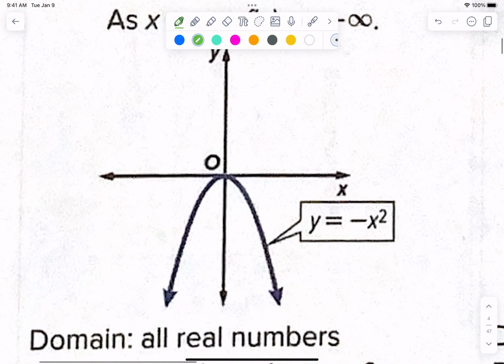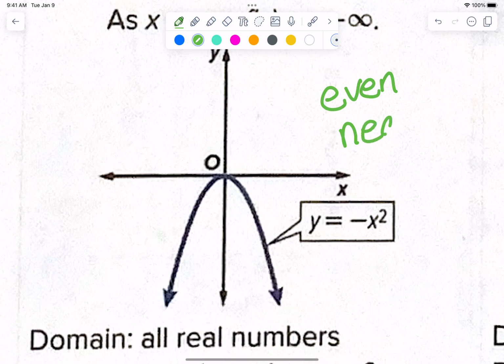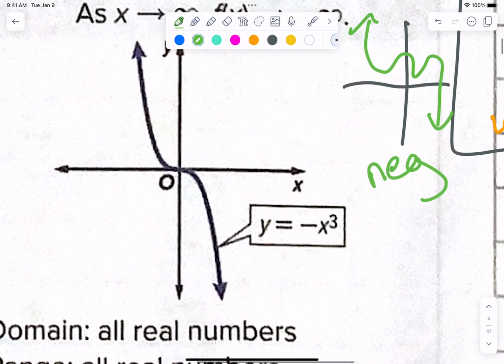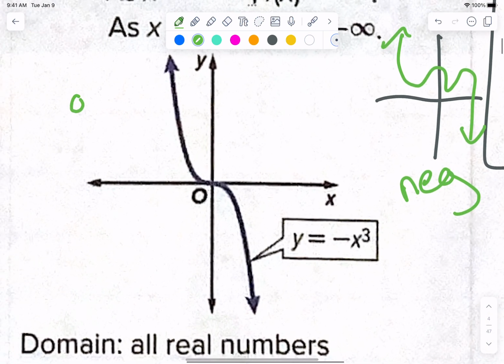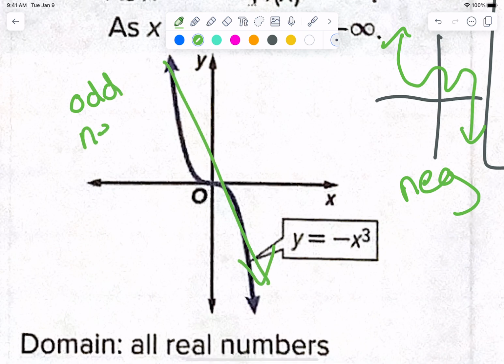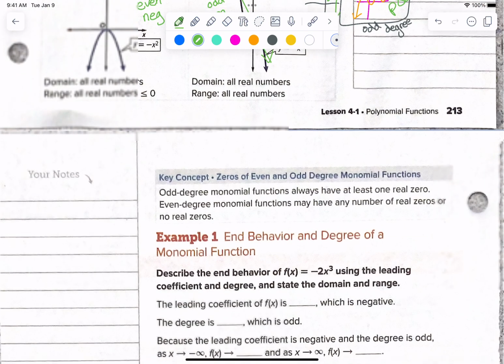Let's go down here to the bottom left. Is he odd or even? Even. Is he positive or negative? Negative. He's going down, right? This guy, is he odd or even? Odd means opposite. Is he positive or negative? He's going down, so he's negative. Do you see how this works? We can figure out end behavior, right?